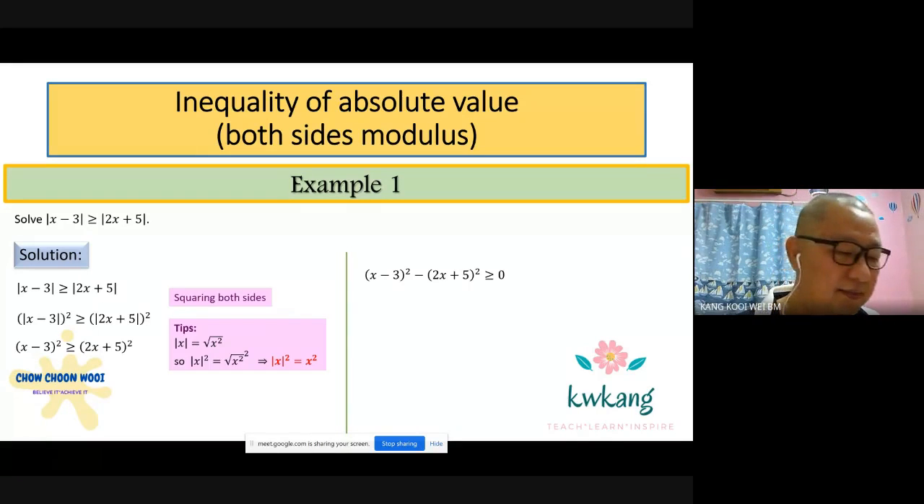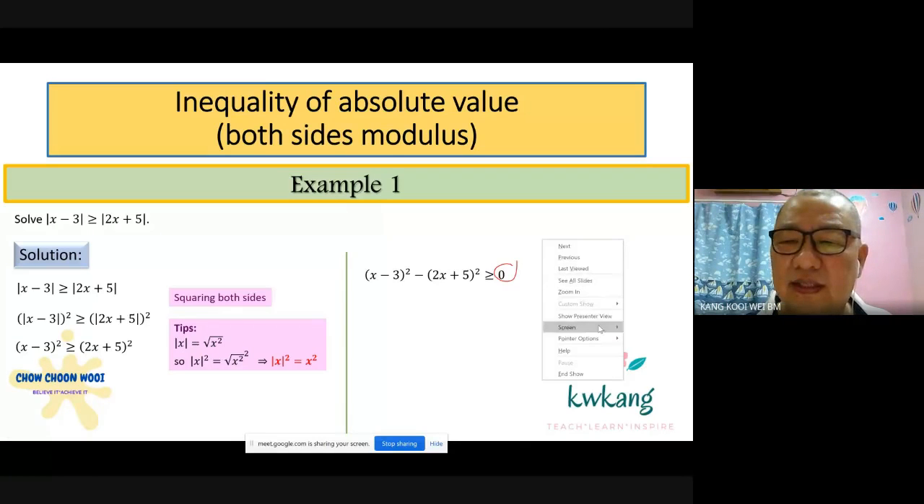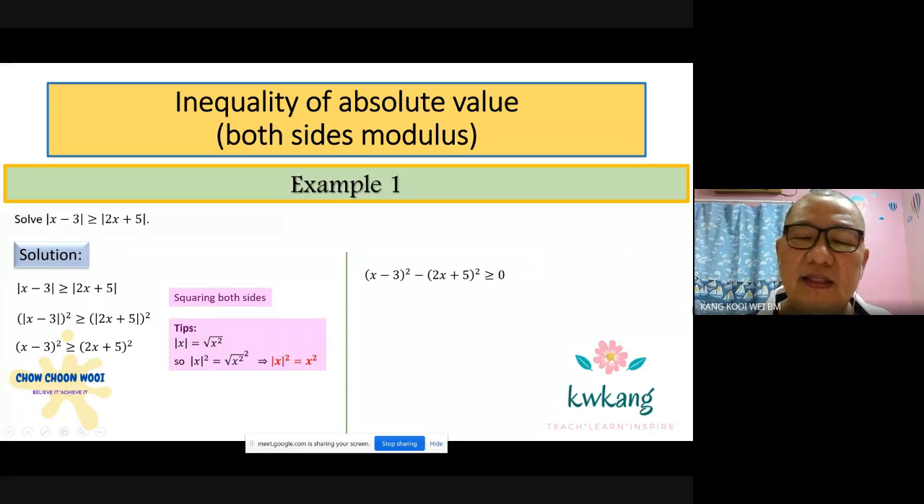Like I said, for an inequality, if it is not linear, then definitely the right hand side must be equal to zero. Do you still remember? When I mention it you remember, but when I ask you to answer, you don't remember so well. Okay, so when it comes to this stage, how are we going to solve it?